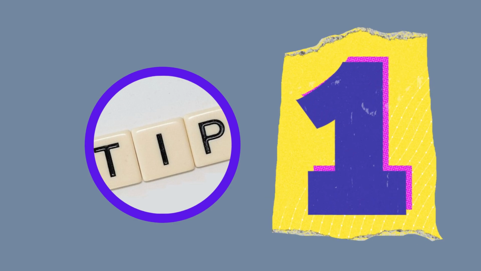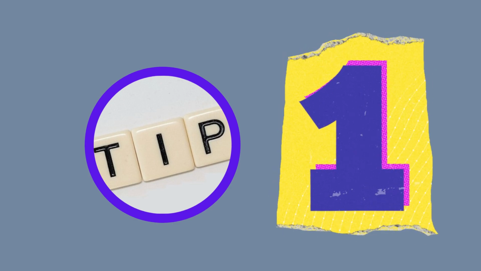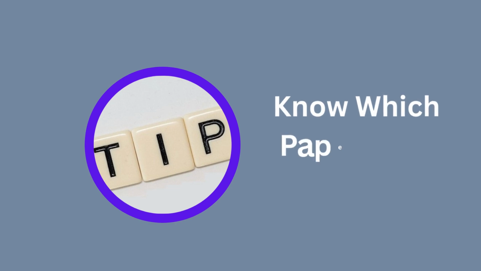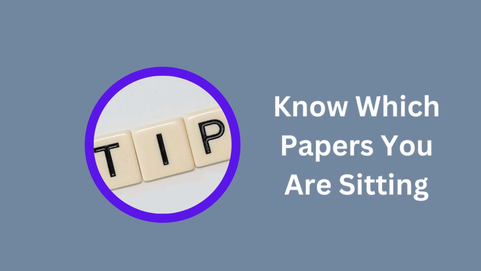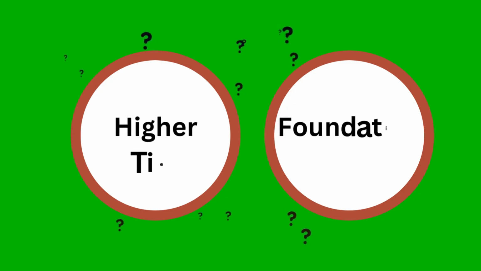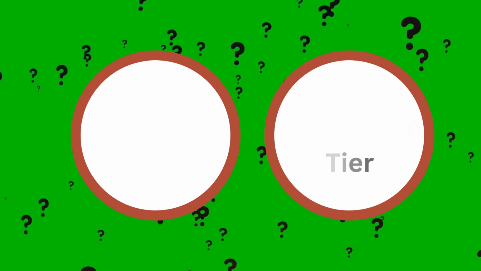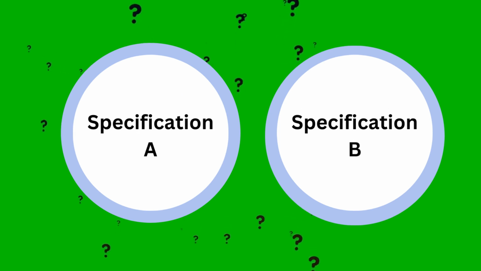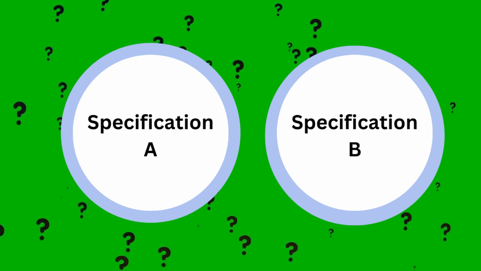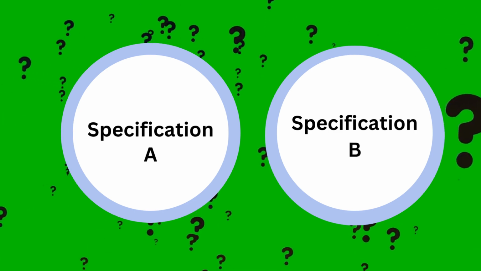Tip 1. Know which papers you are sitting. To start with, you should ensure you know which exam board and which specification you are studying, as well as which paper you will be sitting. This is particularly important for GCSEs, where you might be sitting the higher tier or the foundation tier. Also, some exam boards have more than one specification per subject, such as Geography A or Geography B. If you don't know which board or specification you are studying, ask your teacher. This will give you a starting point as to which past papers you should focus on first.